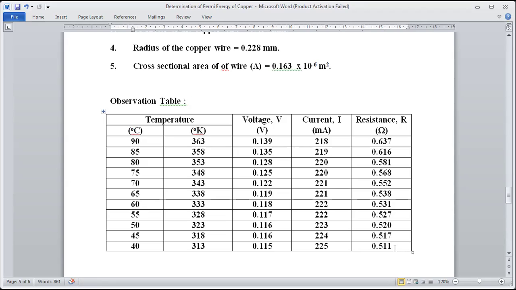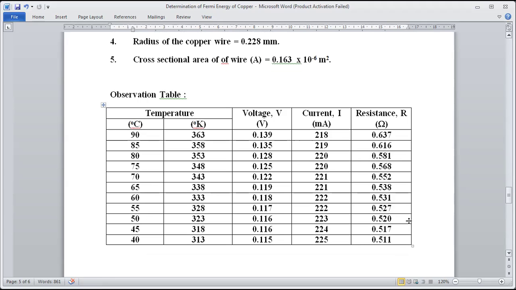So the metallic behavior of this copper wire is exhibited here, because metals have a positive temperature coefficient. If the temperature increases, the resistance increases. If the temperature decreases, resistance decreases. So here, as the temperature is decreasing gradually, the resistance is also slightly decreasing. Hence, verifying the positive temperature coefficient behavior of copper.